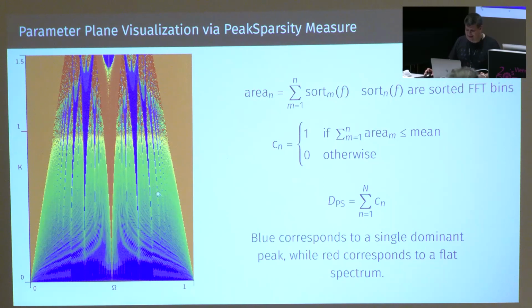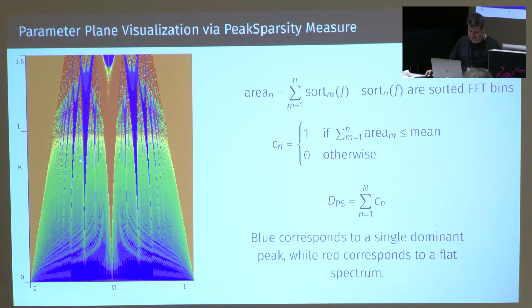And the color is derived from a spectral notion where you compute an FFT, you sort the bins by energy, and then you find how many bins do I need to get to the mean. If there's just one peak, just one bin will give you all the energy. And if it's a very flat spectrum, you're going to need to integrate over the whole thing. So it's a good measure to give you a sense of peakiness. How few peaks do you need to capture the energy? So blue means one peak, and red means very flat spectrum. So that's a way we can read these diagrams.